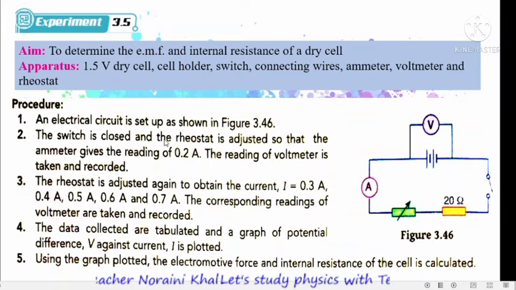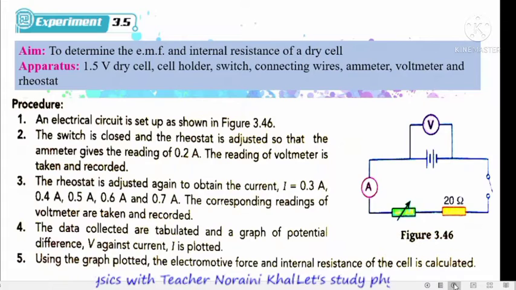Okay, the switch is closed. The rheostat is adjusted so that the ammeter gives a reading of 0.2 ampere. The reading of the voltmeter is taken and recorded. The rheostat is adjusted again to obtain current I of 0.3, 0.4, 0.5, 0.6 and 0.7 ampere. The corresponding readings of the voltmeter are taken and recorded. So we need to have 5 sets of data. The data collected are tabulated and a graph of potential difference V against current I is plotted. Using the graph plotted, the electromotive force and internal resistance of the cell are calculated.